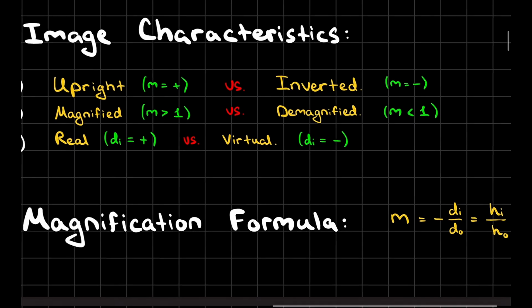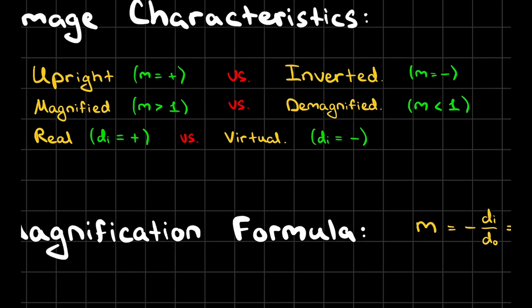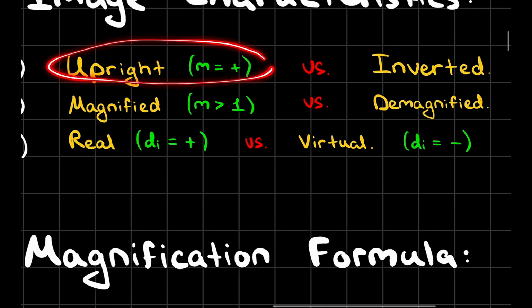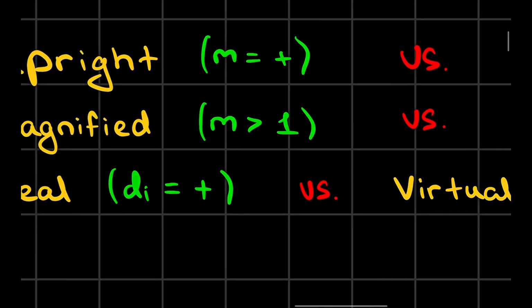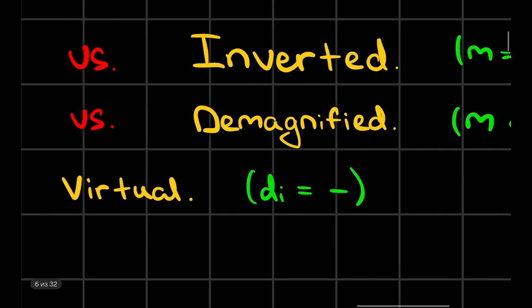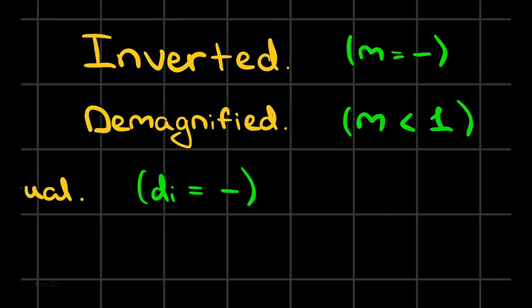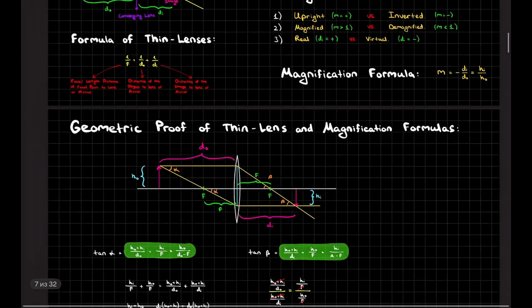Anyway, minus and positive signs only tell us whether the image is upright or inverted. If your magnification at the end is a positive number, then your image is upright. If you find that your magnification, this m, became negative, then it's inverted. Your object was like this, then your image appeared to be like this. I hope you understand it.